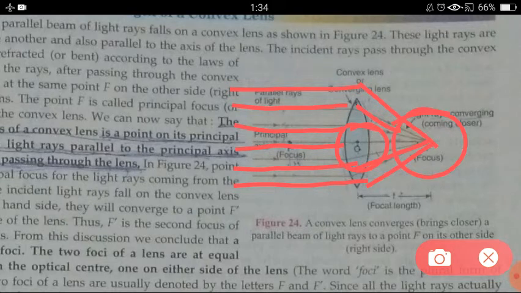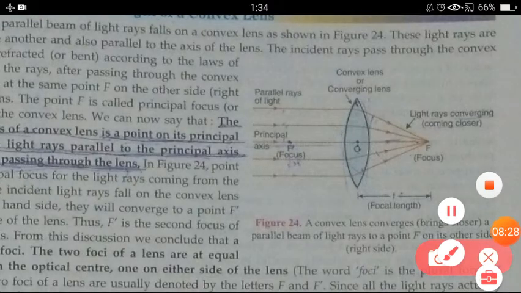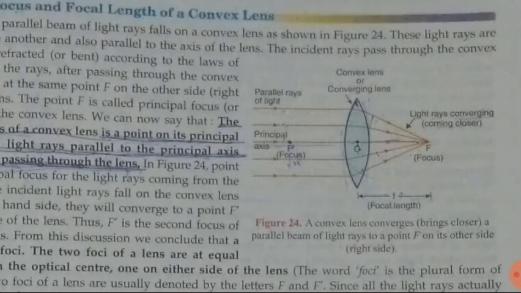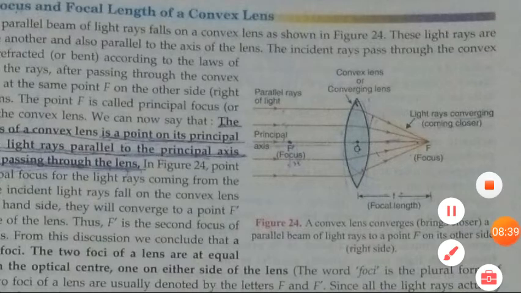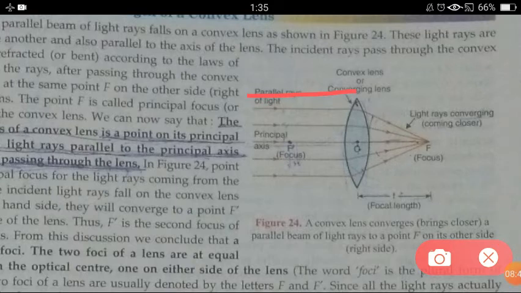Okay, and the line joining optical center and focus, this line is called principal axis. And one more thing is there, that the rays which are parallel to principal axis, like these rays coming parallel to principal axis, they all will pass through focus. So whatever rays are coming parallel to principal axis, they will meet on the focus. Is it clear?